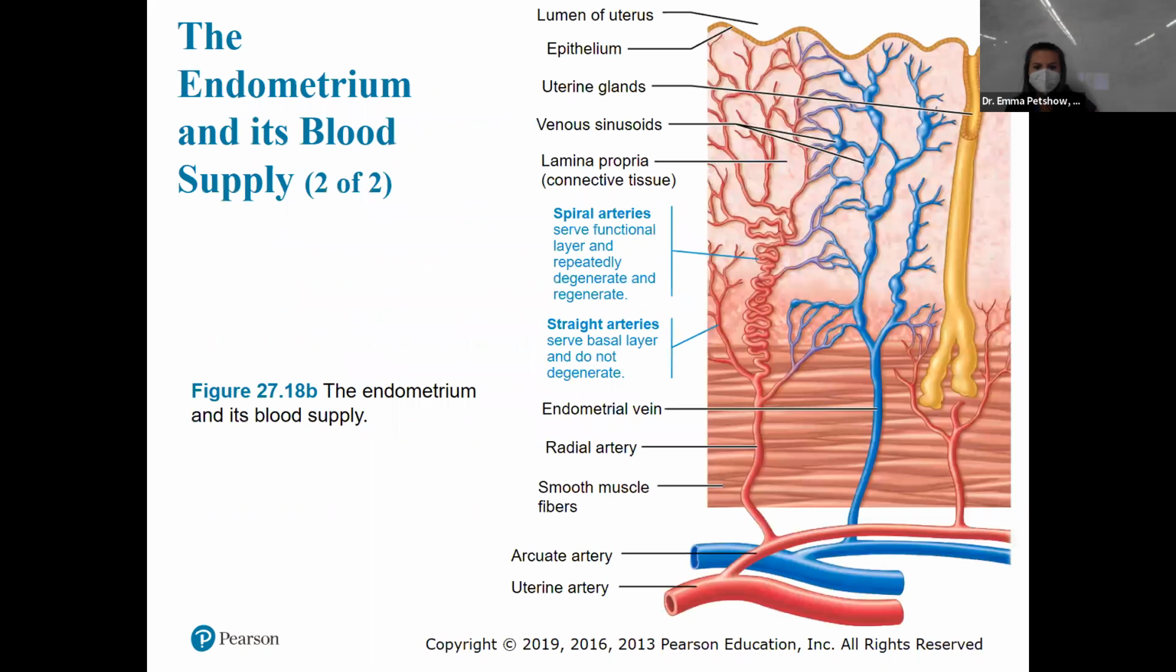So what does that look like? I think this is easier to view. You have your uterine artery. It's going to branch into the arcuate artery, which is going to branch into the radial artery. And so we've moved now into our first layer of the endometrium. These are then going to branch into straight arteries or spiral arteries in the actual internal endometrial tissue.